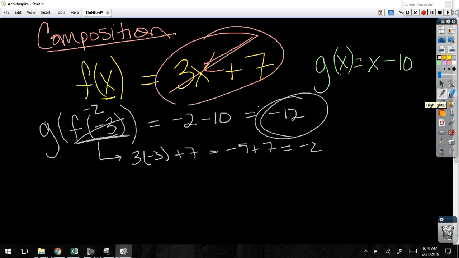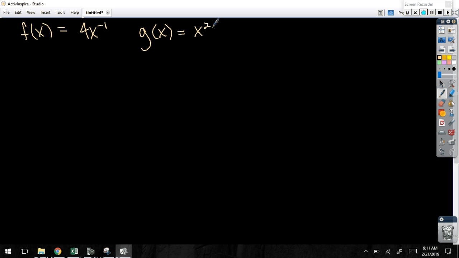All right, let's see how good you are. I'm going to give you one final f, g, and h. We're going to do a couple compositions, and then I'll set you loose if you're good. Let's let f of x be 4x to the negative 1. Let's let g of x be x squared plus 4. And let's let h of x be 5x minus 2. Let's first find, let's do f of g of x first.